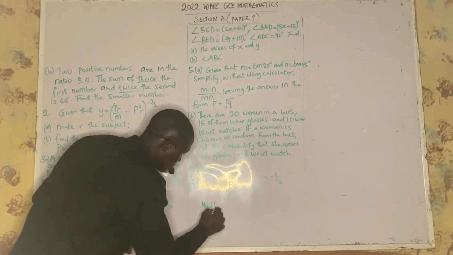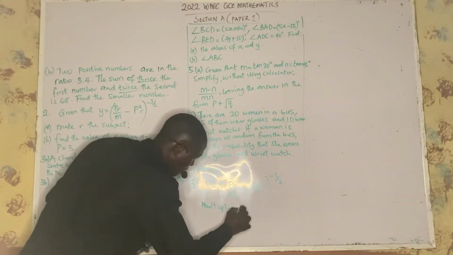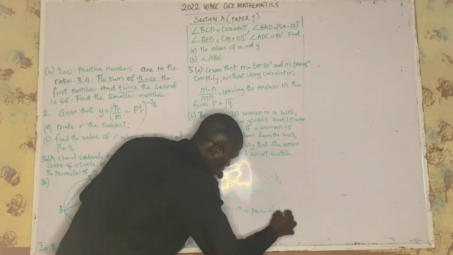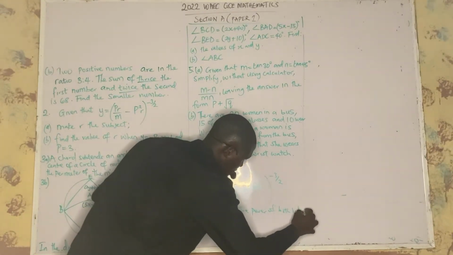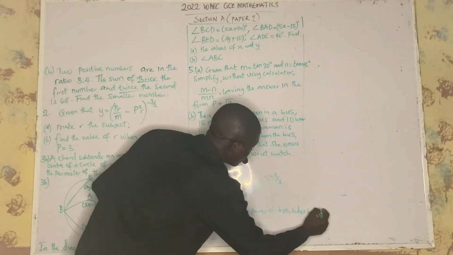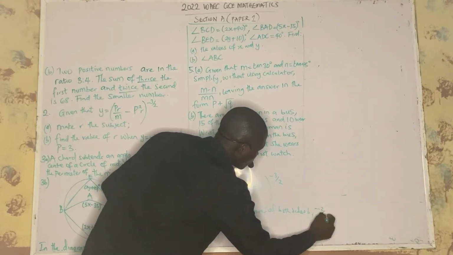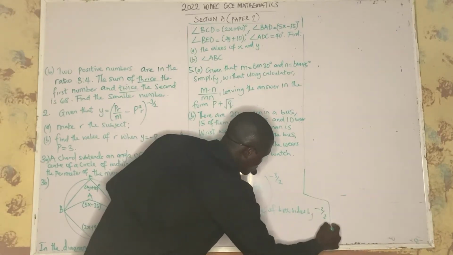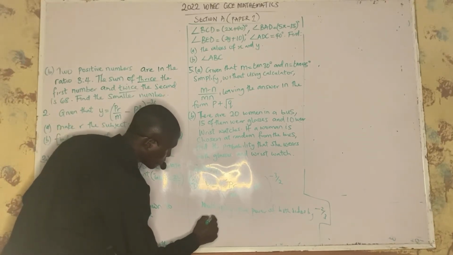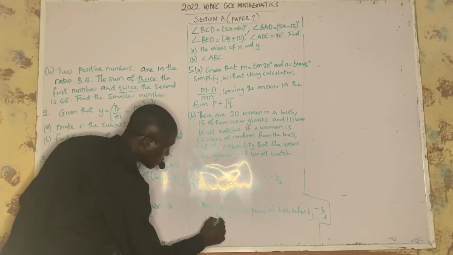Multiply the power of both sides by minus 2 over 3. That's the first thing to do to make your work easier. So this is going to be what? Minus 2 over 3.